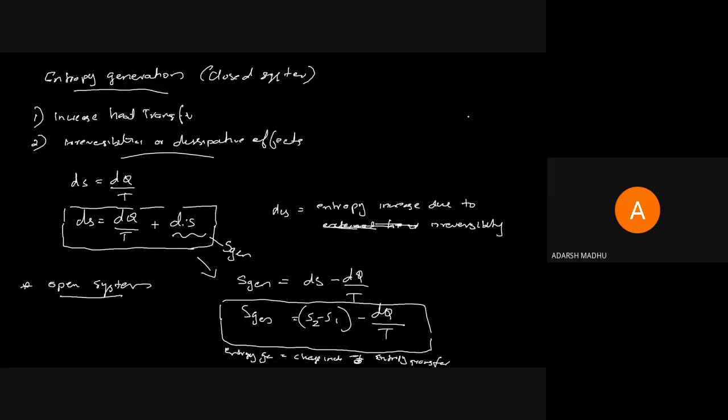Simply, avoiding the open system, what is entropy generation? We can say that entropy generation is the increase of entropy due to irreversibility or dissipative effects. Okay, and we can write the equation as ds equal to dq by T plus dS irreversible. That is, dS irreversible is the additional entropy increase due to irreversibility, which we can call entropy generation, so S generation equals S2 minus S1 minus dq by T. Okay, that is the term related to entropy generation.